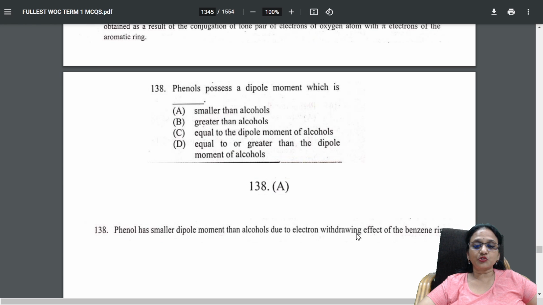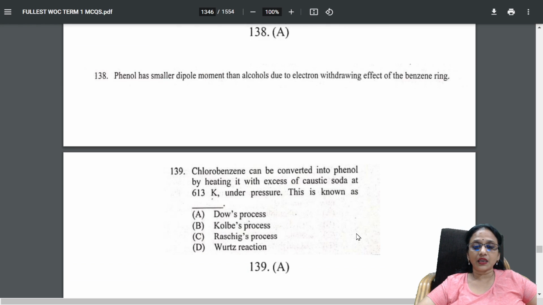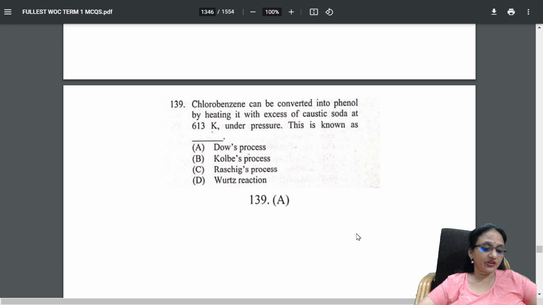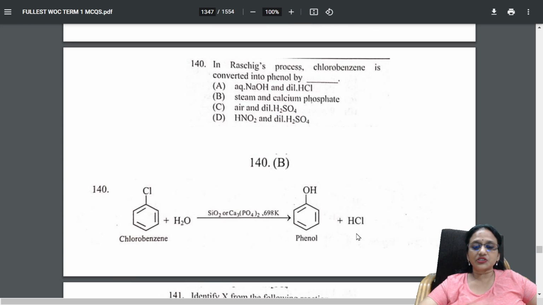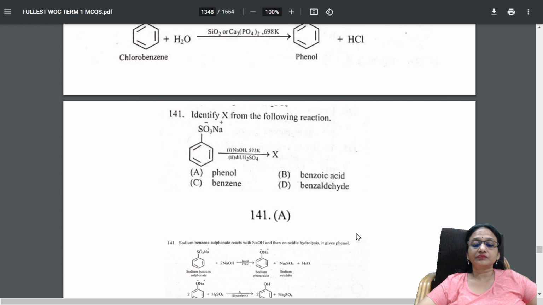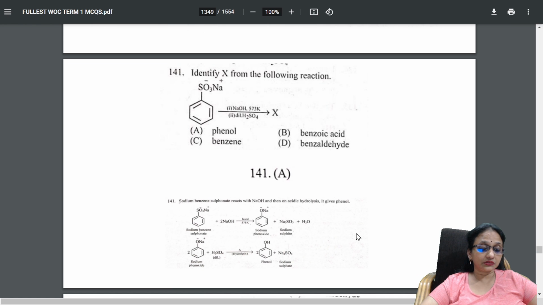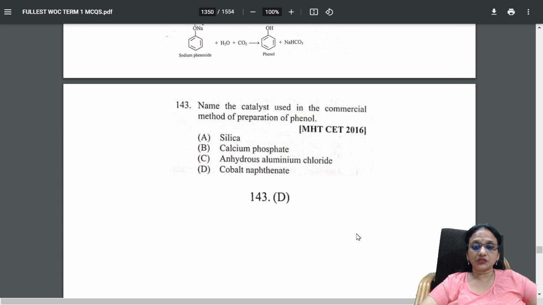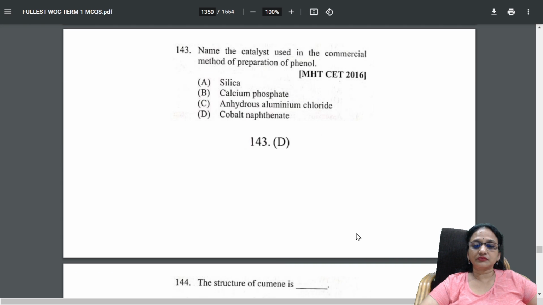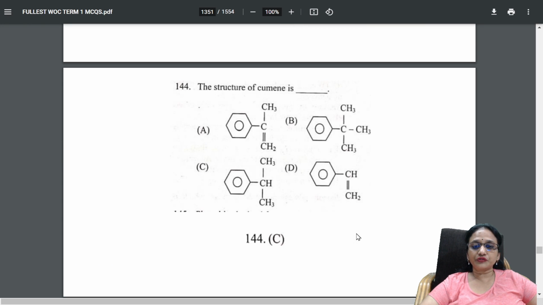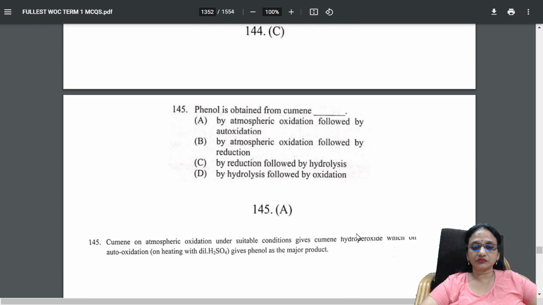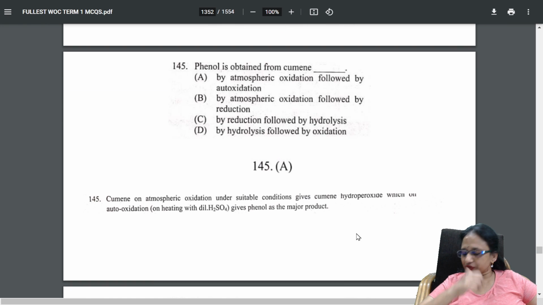So phenols possess dipole moment. What is the reason? Questions on dipole, questions on name reactions, questions on the Reimer-Tiemann process, and one more where you're preparing phenol. Again, this is the preparation of your phenols. Catalyst used. Preparation of the structure of cumene. So how is phenol obtained from cumene?